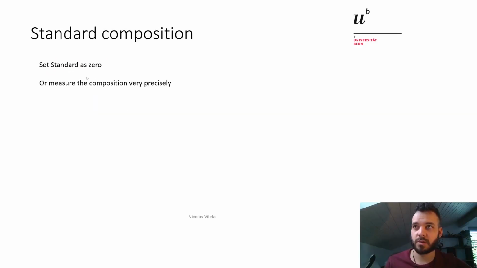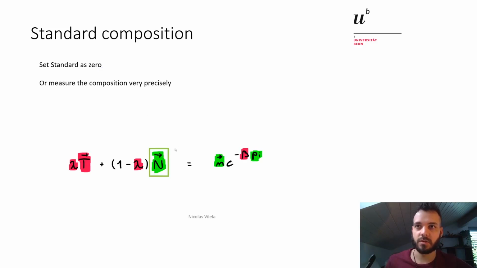Now the first part will be to determine our standard composition. So what you can do is choose a standard that has already been measured very precisely, or you can set your standard to a 0 value. So this will solve our first part of the problem. We'll now know our standard composition.